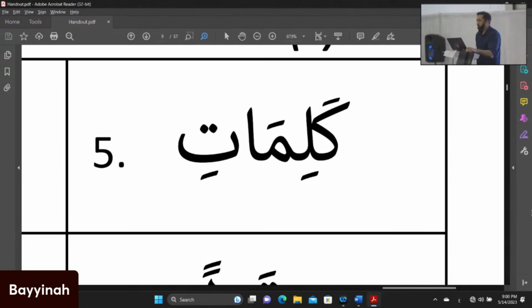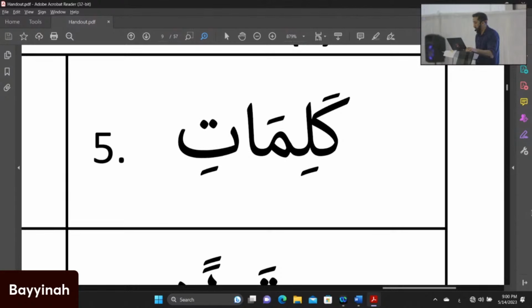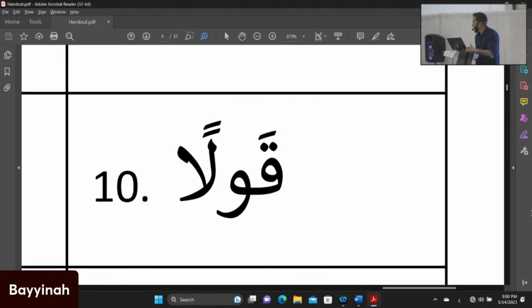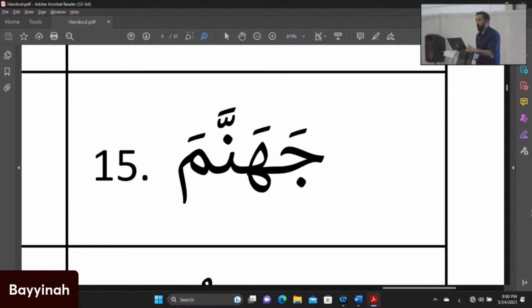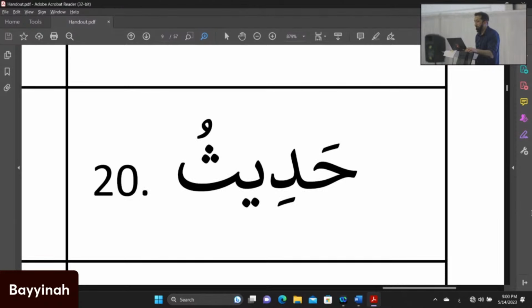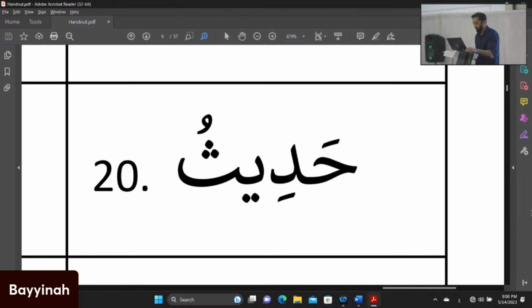Okay? Kalimati. Light. What's the heavy version? Kalimatin. Wonderful. Qawlan. Heavy. Light version. Qawla. With an alif or without an alif? Without an alif. Qawla. Jahannama. Light. Jahannaman, which is not correct, but yes, Jahannaman. I'll explain that in a second. Hadithu. Light. Heavy version. Hadithun.